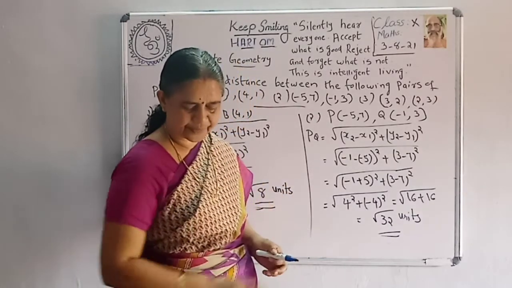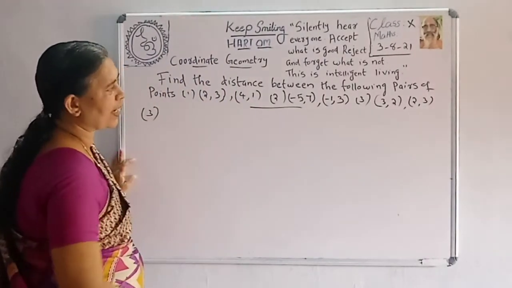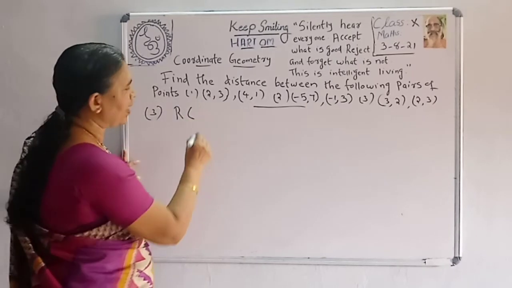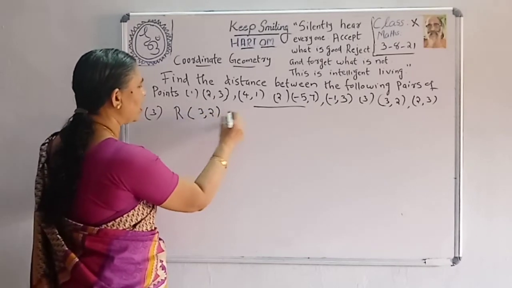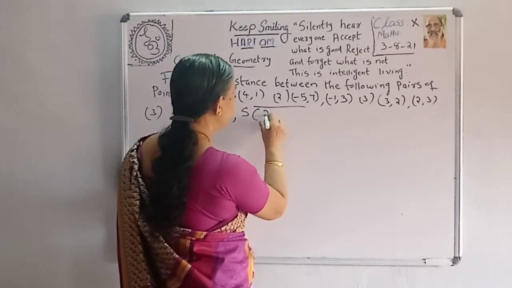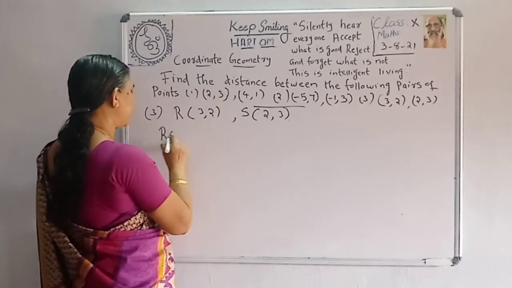Okay. Next, 3, 2 and 2, 3. We can name the third question's points R as 3, 2 and S as 2, 3. Then what is the distance between the points R and S?